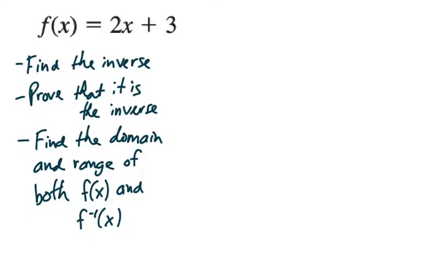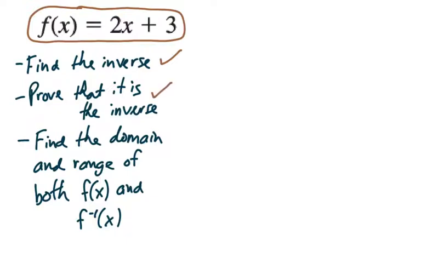All right, the other two are the same kind of problem, and these are the most involved types that we see. If this is f of x, here's what I want you to do. It's pretty involved here. We need to find the inverse. We need to prove that you found the inverse. And then here's the big one. We need to find the domain and the range of both the original and the inverse. We did that at the end of the last video, but it was kind of quick, so I want to expand and really show you how to do that in this video.